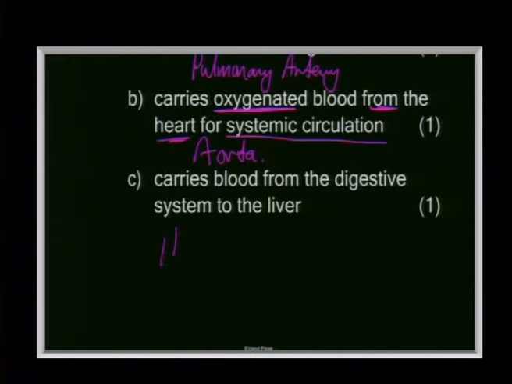It's going to be the hepatic. Because remember, anything to do with the liver is hepatic, but it's from the digestive system. So we've already had a set of capillaries there. We have our next set in the liver. So it's the hepatic portal vein. Okay.